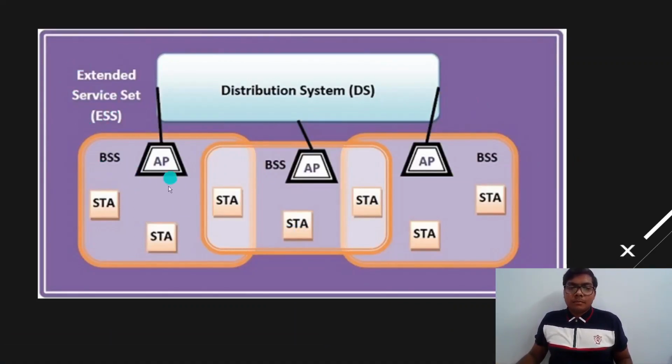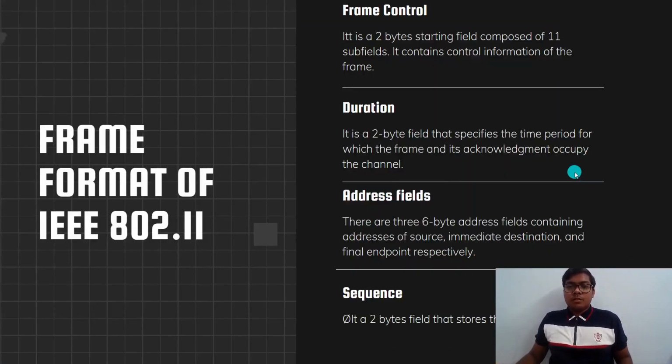Here is the BSS, AP and STA, and this is how it looks. So let's now move into the frame format of IEEE 802.11. Getting started with frame format, the first thing we get to know is the frame control. It is a 2-byte starting field composed of 11 subfields. It contains control information for the frame.